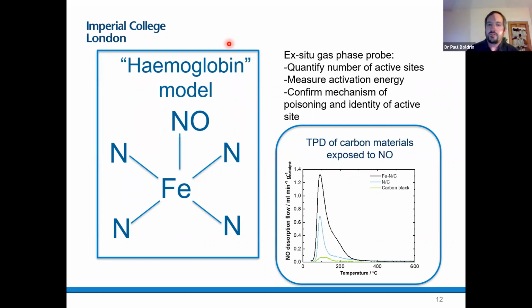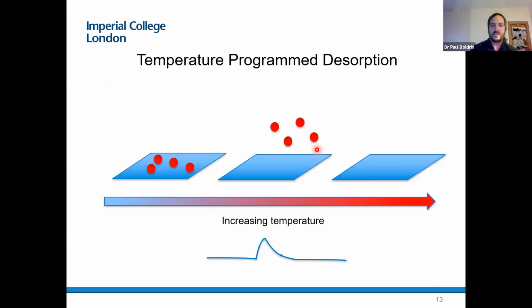The model we started with is what we call the hemoglobin molecule model. Essentially the structure of iron and nitrogen is similar to the structure of hemoglobin in your blood, and this is how nitric oxide binds to hemoglobin. It binds very strongly to the iron in your blood, which is why nitric oxide is toxic. The method we were going to use to study this is called TPD, temperature programmed desorption. I'll just explain what that is quickly and then I'll go back to this slide.